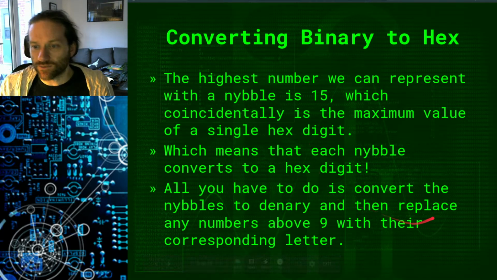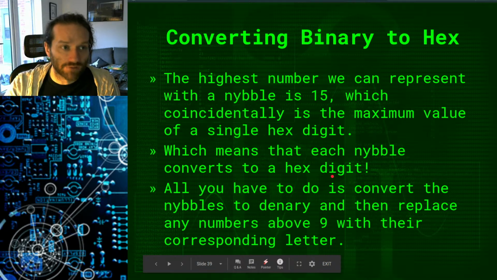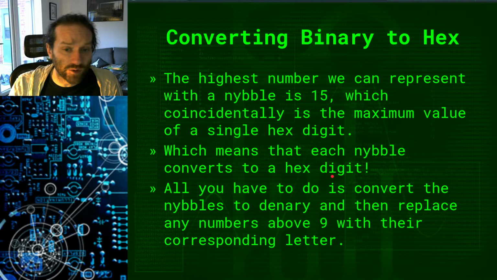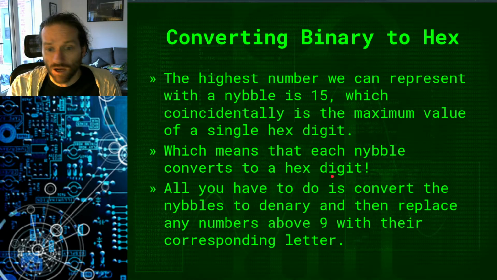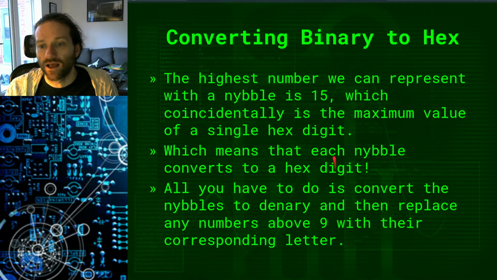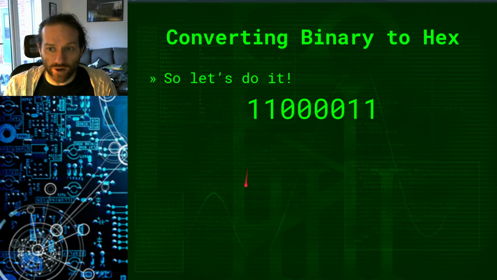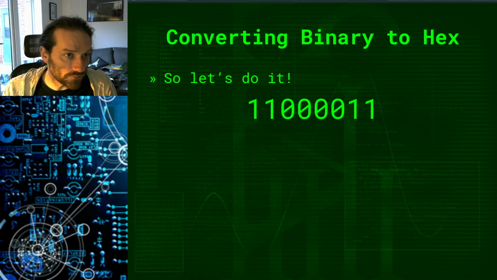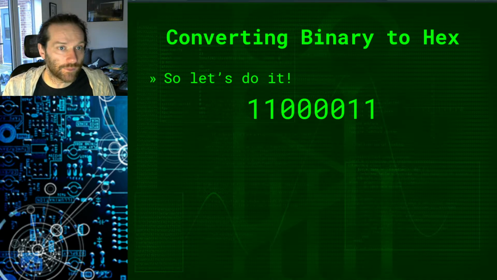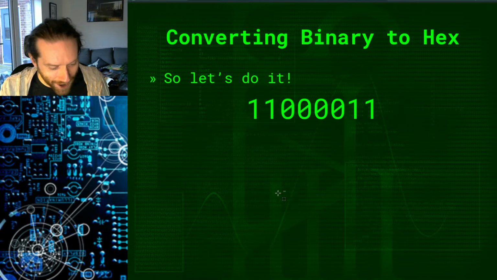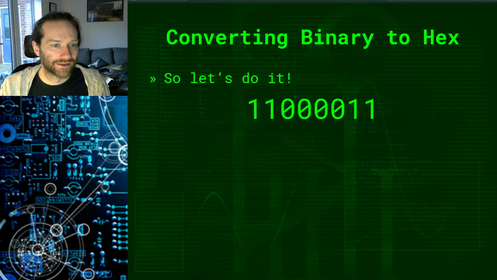I've literally just explained that. All you've got to do is convert those individual nibbles to denary, and if you have a number which is greater than 9, replace that with the corresponding letter. Okay, so if we're going to do it with this, we'll do it with this number here. Let's GIMP it up again. Delete that. Oh God, what have I done? What have I done?